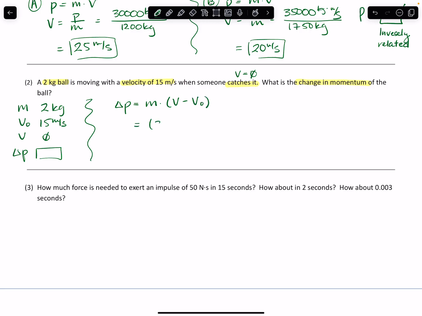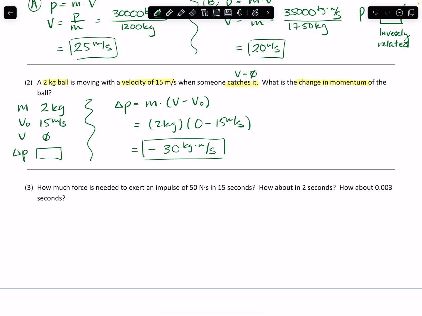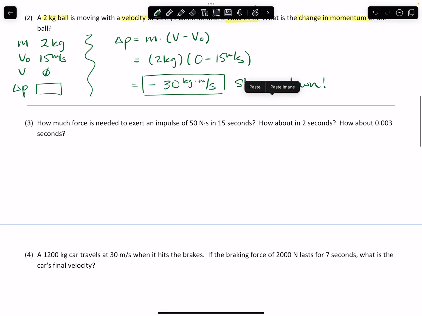And I'm just going to plug everything in. 2 kilograms, 0 minus 15 meters per second. And I'm going to get a negative 30 kilograms times meters per second. All right, so the momentum value is negative here. And in this case, that tells us that the object is slowing down. All right, let's try another one.